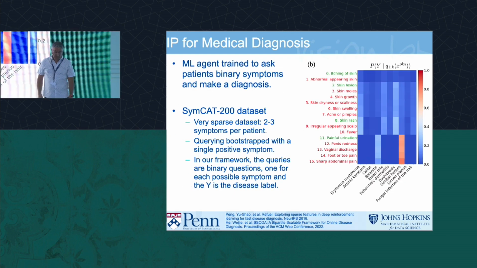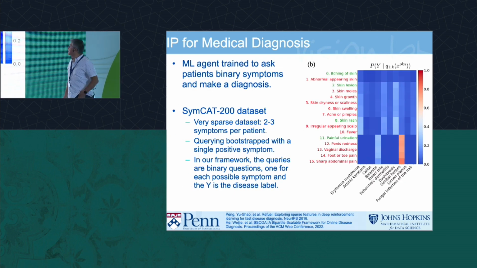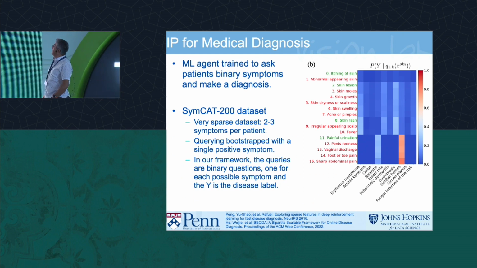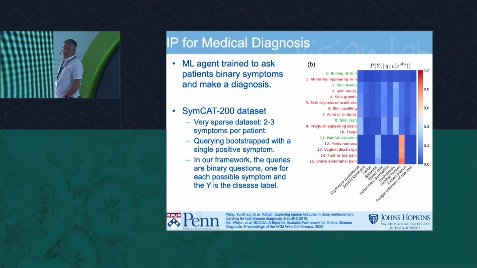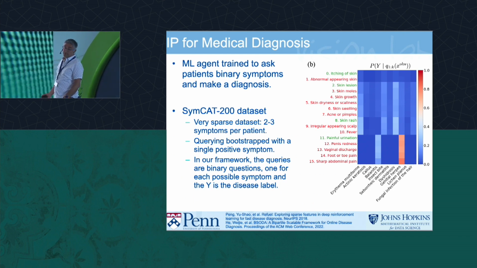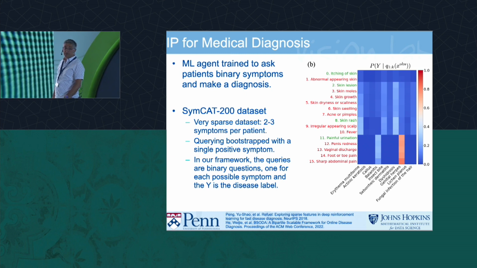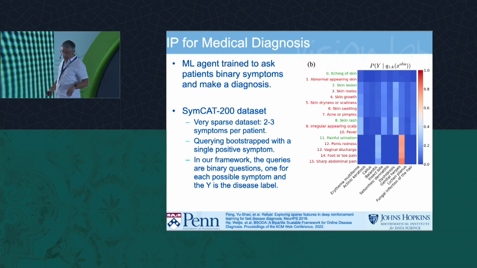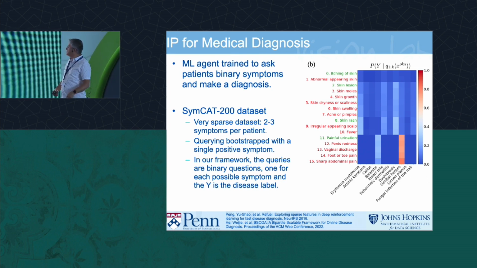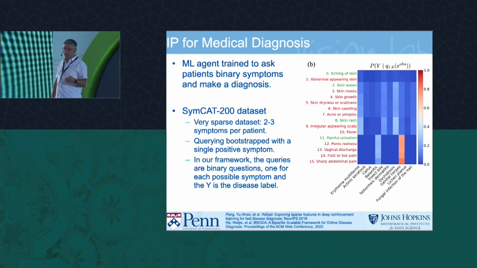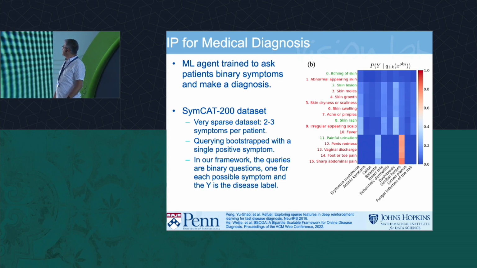And the last example here is a medical diagnosis data set called SIMCAT 200, where a patient has a sequence of symptoms, and whether they're present or not is associated with every patient. And again, in all cases, what we're trying to do is to select the most informative symptom, the second most informative, and so on and so forth, and then predict the disease label.